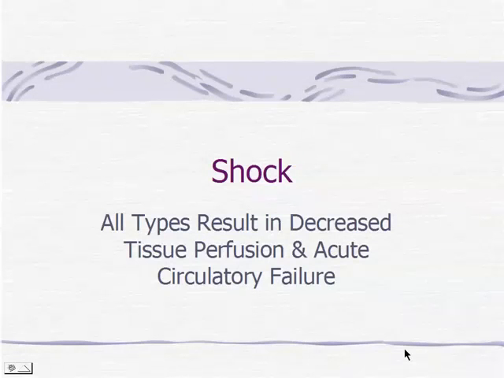Shock. All types result in decreased tissue perfusion and acute circulatory failure. So you can find the concept map for this on page 978. There's a box on 979 that talks about the consequences, and 980 that talks about the different IV drips that are utilized for this.